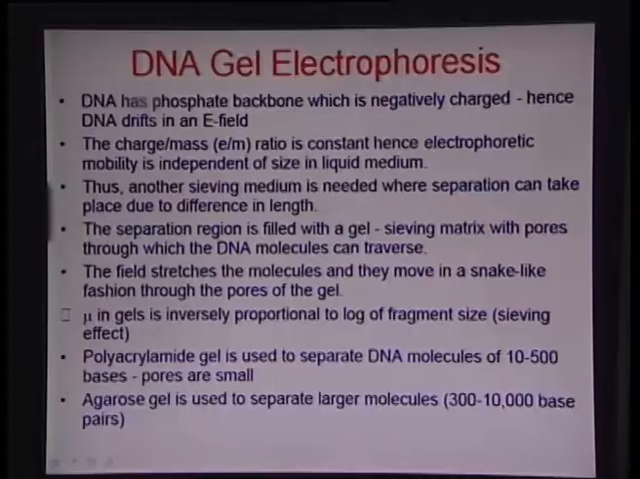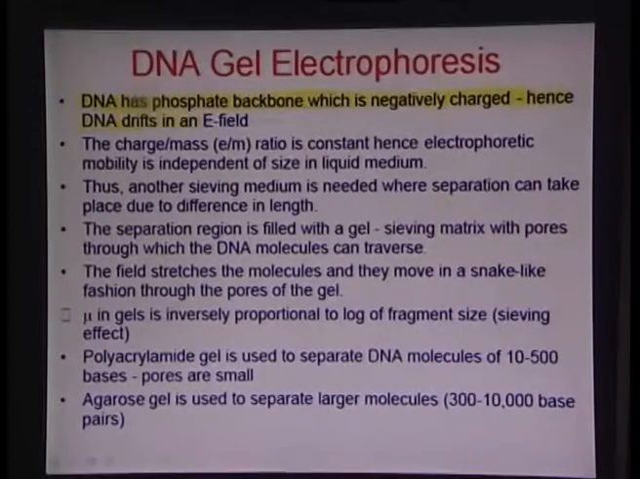Okay, so the important aspects about DNA gel electrophoresis are the following. Essentially, DNA has a phosphate backbone which is negatively charged, hence it drifts in an E field. The charge to mass ratio of DNA is constant, and therefore electrophoretic mobility is independent of size in a liquid medium. Just because the charge to mass is constant, if the size increases, the charge and mass both increase proportionally, so that E by m always remains the same, and there is no difference on account of E by m.